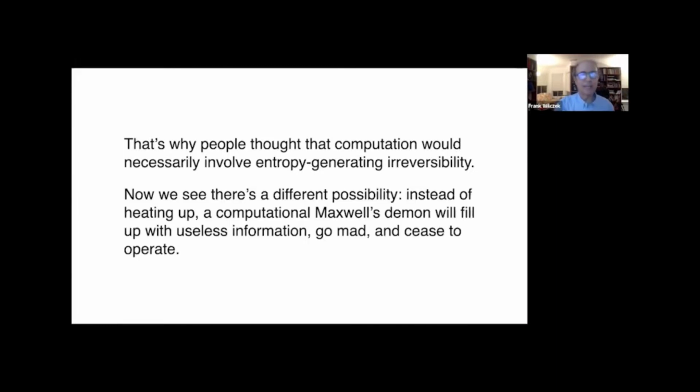Now we see that there's a different possibility. This analysis of reversible computation shows that no, computation doesn't necessarily generate entropy. It can be done in a reversible way, but only if you keep all these garbage bits. And that goes back to the idea that Maxwell's demon will fill up with useless information and go mad and cease to operate because it will run out of storage space if it tries to do a lot of sorting.